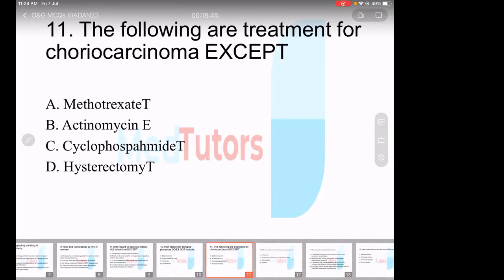And of course, you can either do chemotherapy, radiotherapy, or surgery, or a combination of any of the three for treatment.